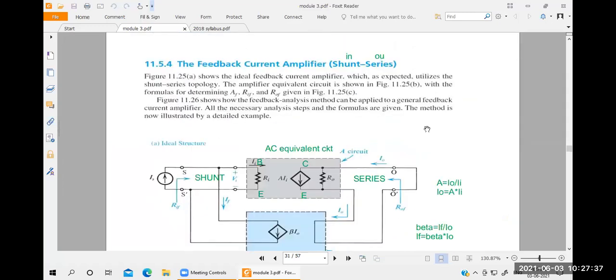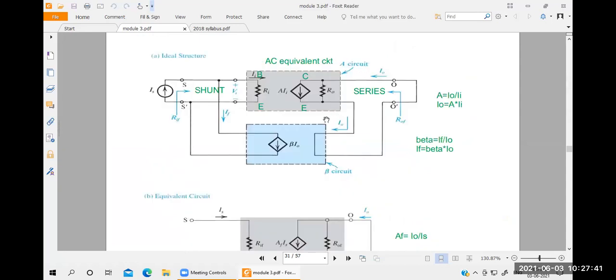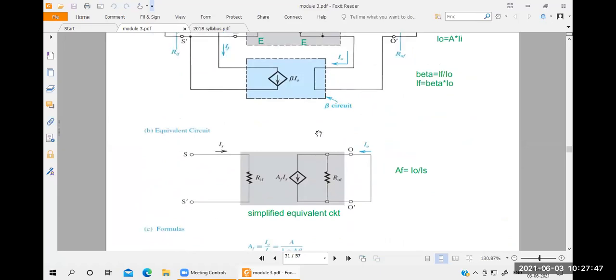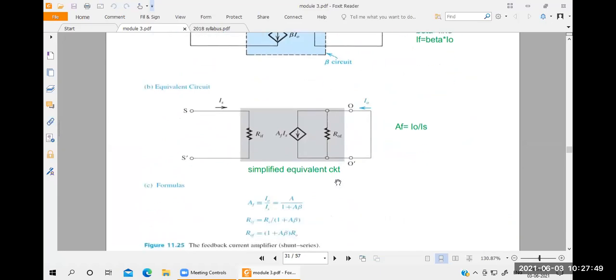Okay, if you take one feedback network here, we'll get two equivalent circuits. The first one is the main equivalent circuit, the second one is the simplified equivalent circuit. In the exam you have to write both figures, the first one and the second one. Then you can write these equations.